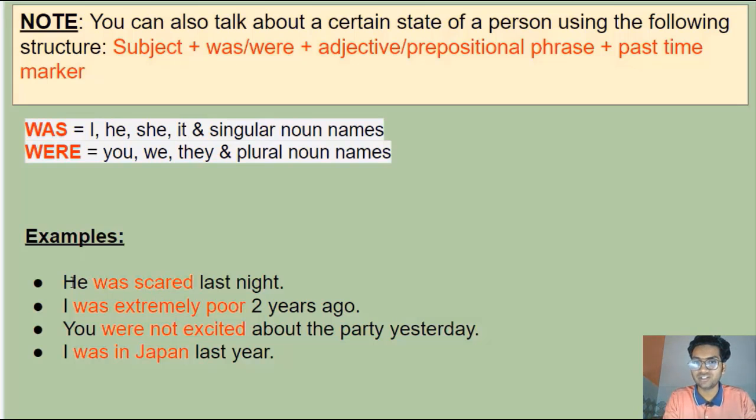He is a singular subject and that's why we are using was. He was, she was, it was, Rahul was, Max was. He was scared when? Last night. Right? It's important to talk about it because the person I'm talking to does not know the time.